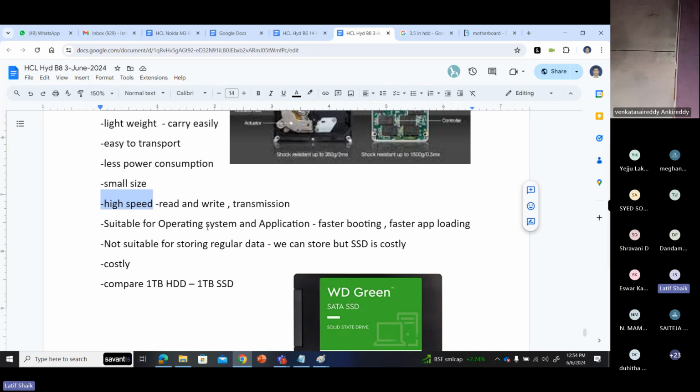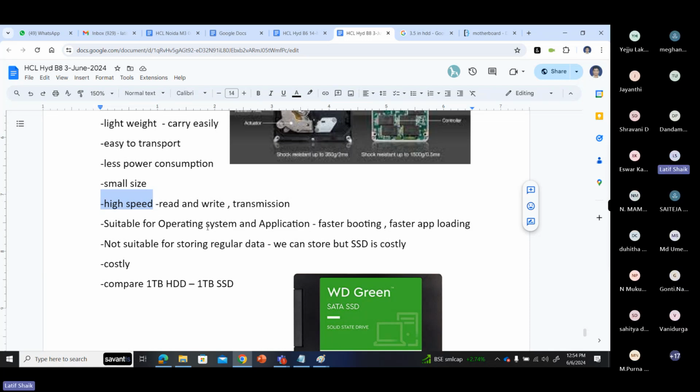People who are working mainly on servers use SSDs as primary storage. And people who are working on gaming or application-related things, where they require faster application loading, use SSDs. Nowadays most laptops come with SSDs only. Okay, and it is not mainly meant for regular data storage. Why not for regular data storage?